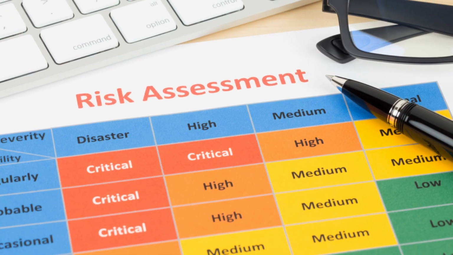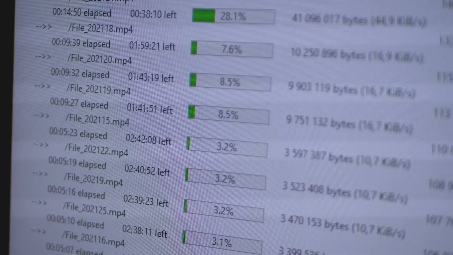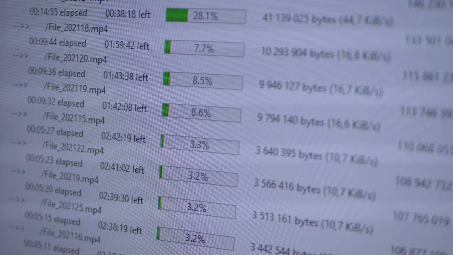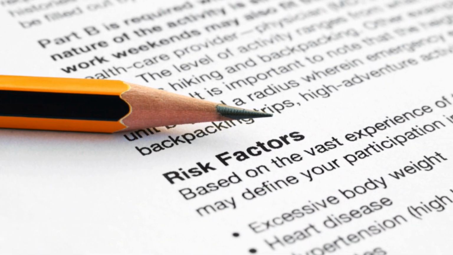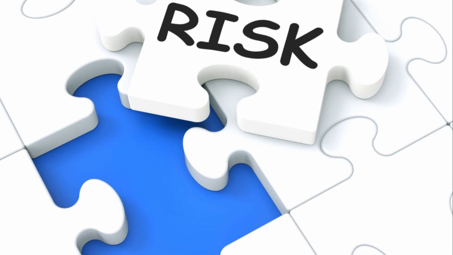Moving on, we need to calculate the risk. This is done by combining the data we have on the likelihood of an incident occurring with the potential impact we've just assessed. This calculation helps in understanding the level of risk in quantifiable terms.